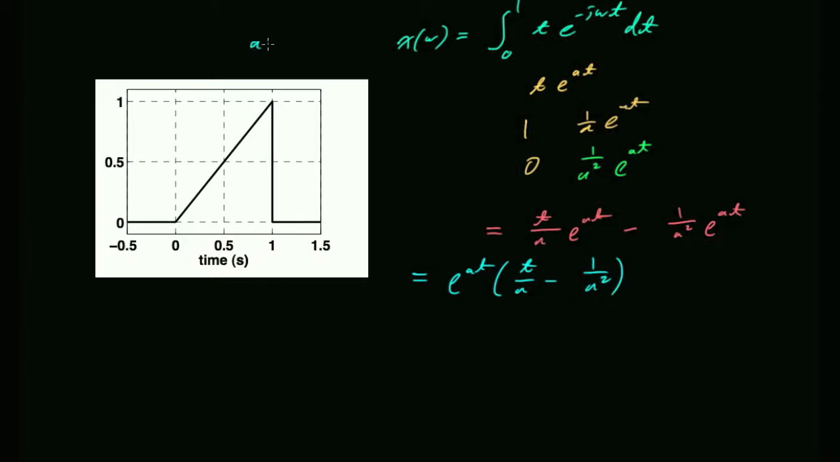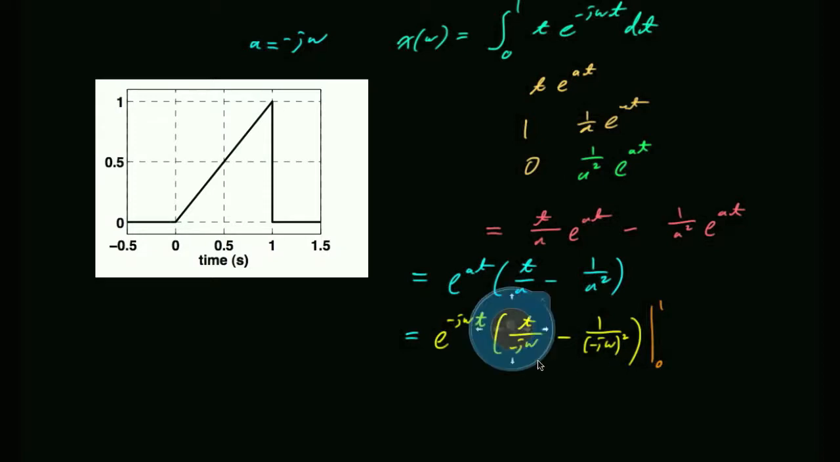minus j omega. I'm integrating by parts just because I'm too lazy to look it up in a table of integrals. I'm figuring out that my a is equal to negative j omega, so I'm going to do that substitution and sub in my limits of integration. I just want to do this problem two ways to verify that I get the same answer both ways. So if I do that, I'm going to get e to the minus j omega t times t over negative j omega minus 1 over negative j omega squared on the interval from t equals 0 to t equals 1. Am I good?